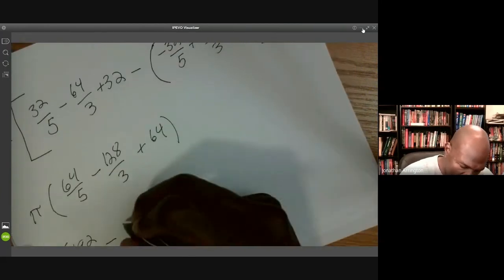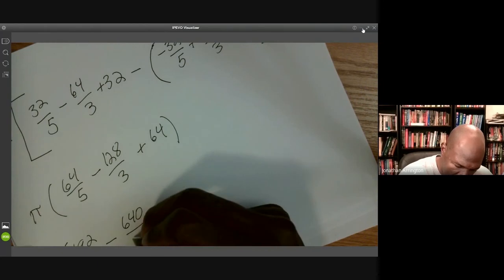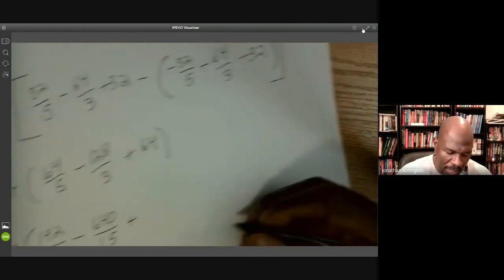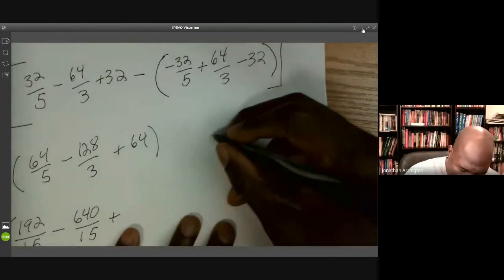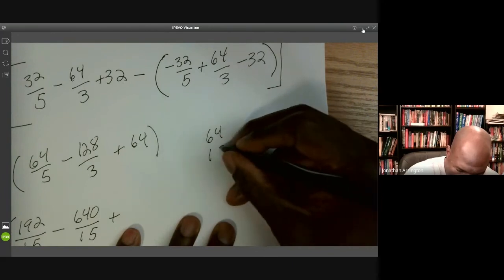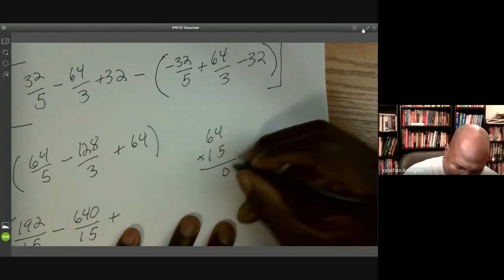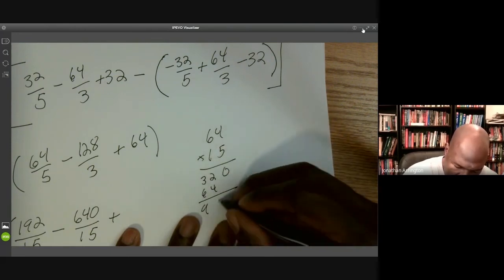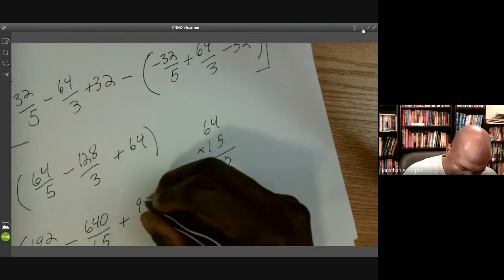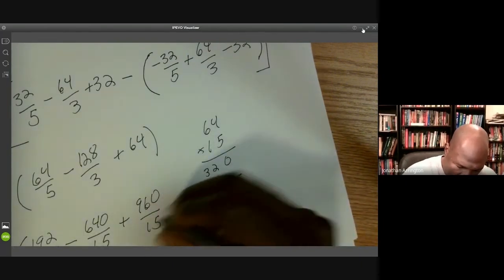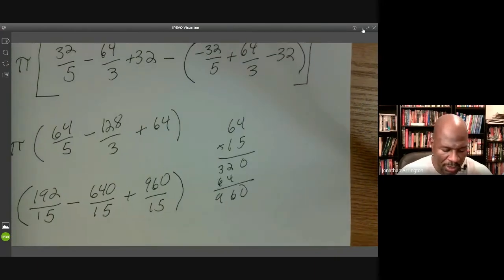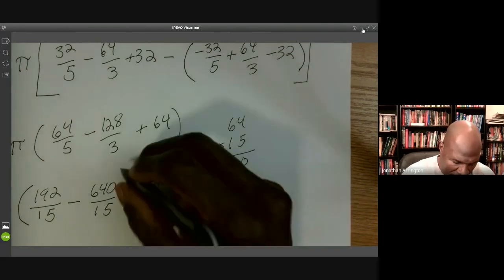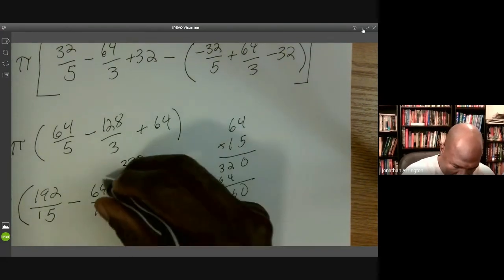So that's 640 over 15. And the 64, I'm going to multiply by 15. That one I'm going to need to work out a little bit. So 64 times 15, that's 320, that's 640, 960. So 960 over 15. All right, now let's do our arithmetic. So if we just take these two guys, that's going to be 320 over 15. So these two gave me 320.